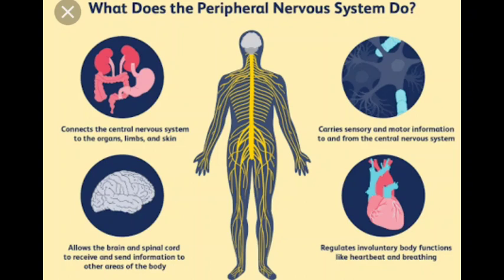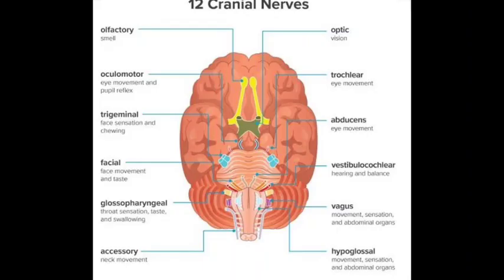Next one is carrying sensory and motor information to and from the central nervous system. Third one is it allows the brain and the spinal cord to receive and send information to other parts of the body. And the last one is it regulates the involuntary body organs or functions like the heartbeat and breathing. Like regulation of these involuntary body functions it does. There are two types of nerves. First one is cranial nerves and the second one is spinal nerves.